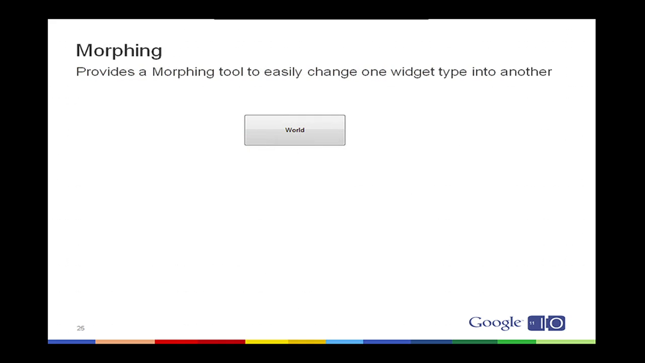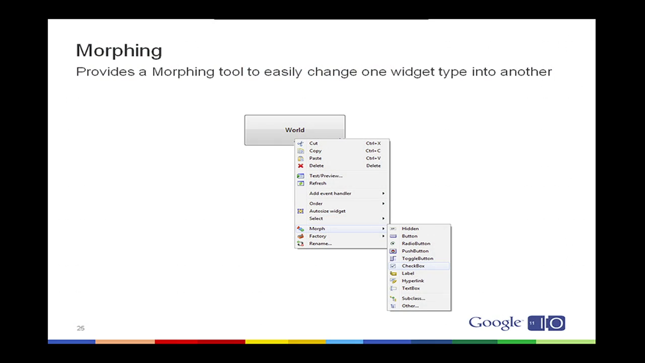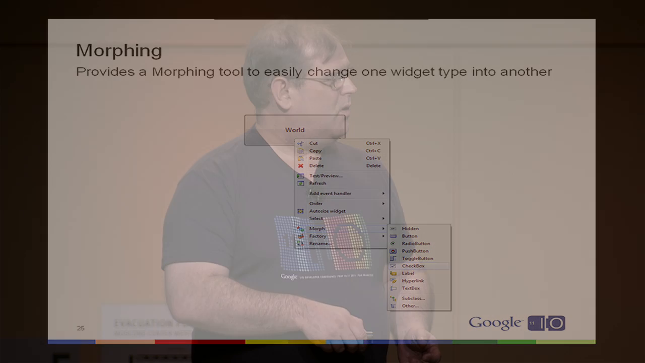The tool also has a morphing capability, which basically lets you change any widget type into another widget type. So for example, if I had started out with a button, I could right-click, morph. It shows a bunch of similar types, as well as I could access subclasses or any arbitrary widget I want. And in the UI, it'll change that widget from one type to another, map over all the properties, and update all the source code for you.